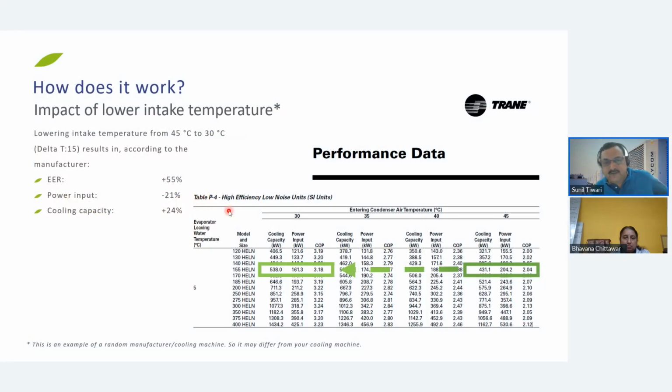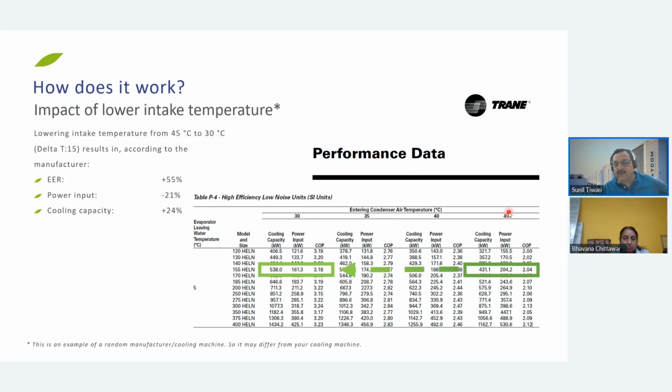Now, how does it work? Just very quickly, let's take the train data, the performance data. Now you see this is for a unit. Let us look at a particular model, the 155 HELN. Cooling capacity is given as a function of entering condenser ambient temperature. When it is 30 degrees, what it will be, at 35, what it will be, and so on and so forth. Let's look at this.